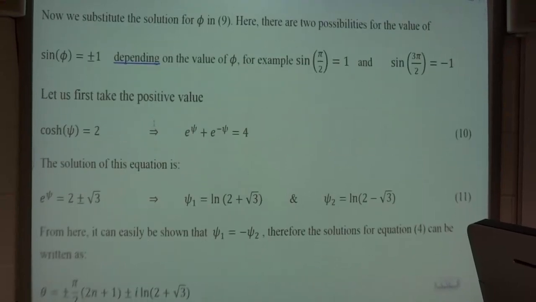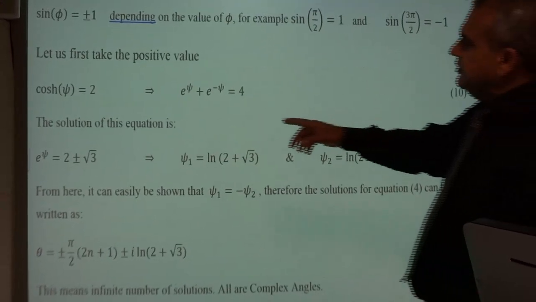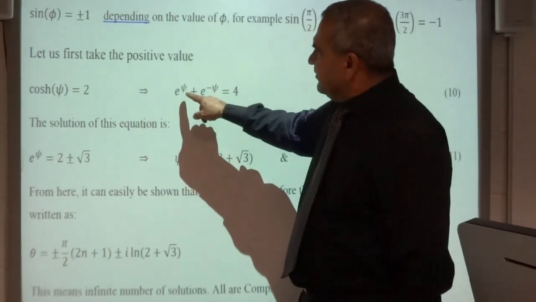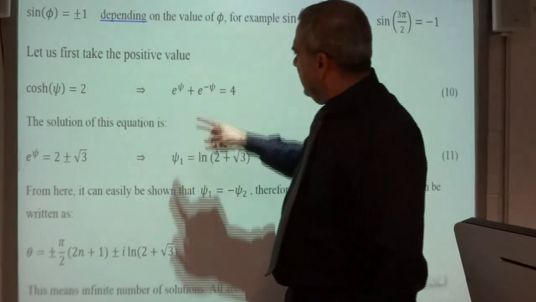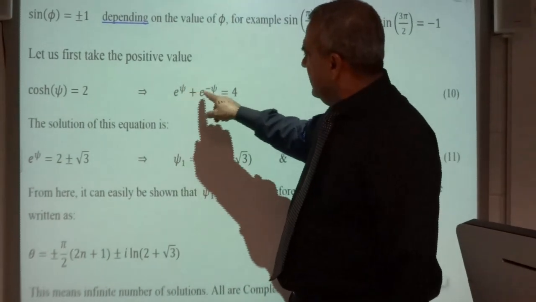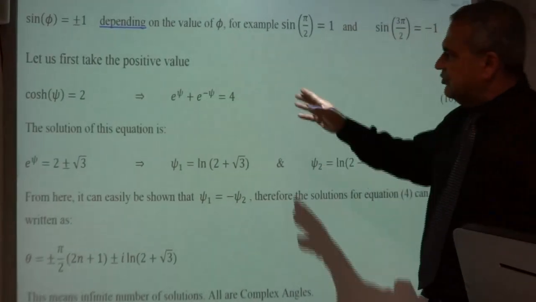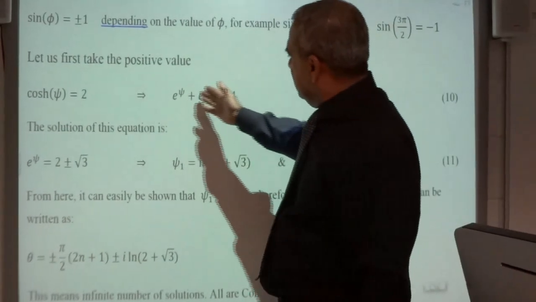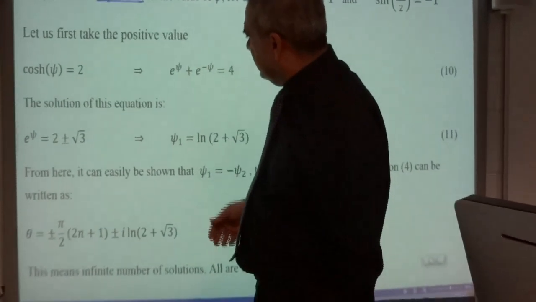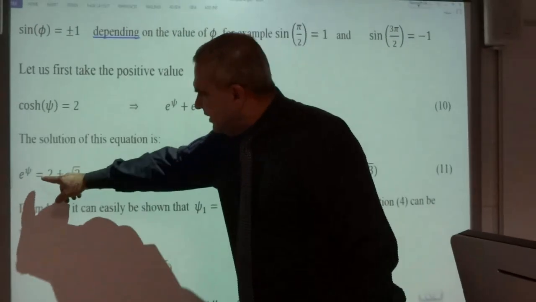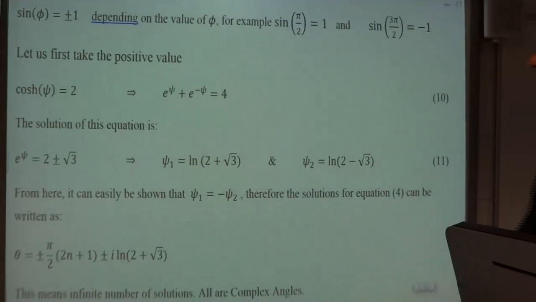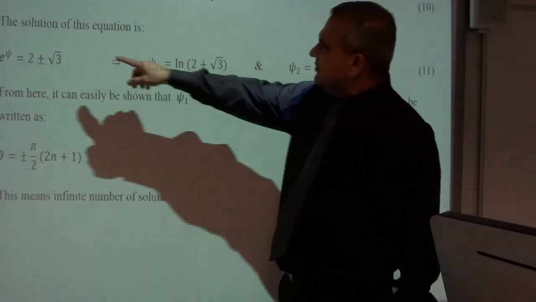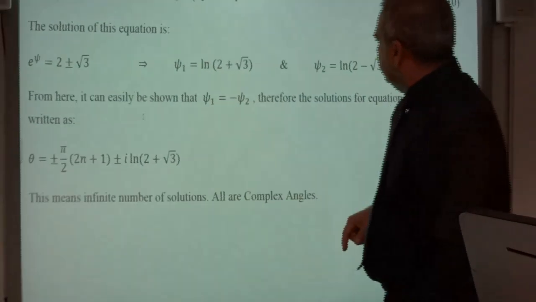Now, if you take the positive value, cosine hyperbolic of psi becomes 2, and you substitute the definition of cosine hyperbolic, which is e to the power psi plus e to the power minus psi, divided by 2, and now you solve this equation. Solving it is fairly easy. You multiply both sides by e to the power psi and you get a quadratic, to which you apply the formula, and then you use the basics of logarithms to convert it into logarithms.